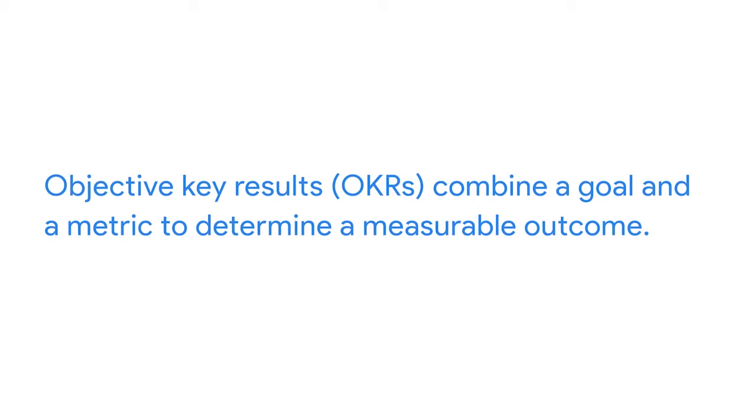For us, OKRs combine a goal and a metric to determine a measurable outcome. For example, one of Sauce and Spoon's broader objectives is to make fresh, quick food for the working families in its community.